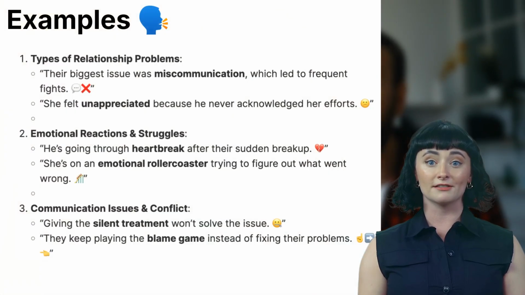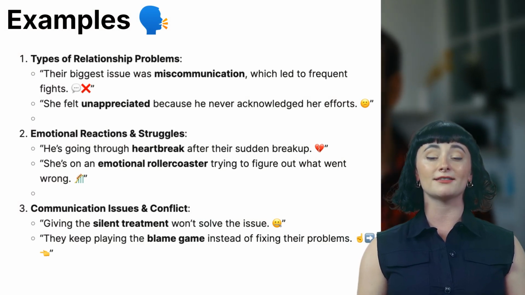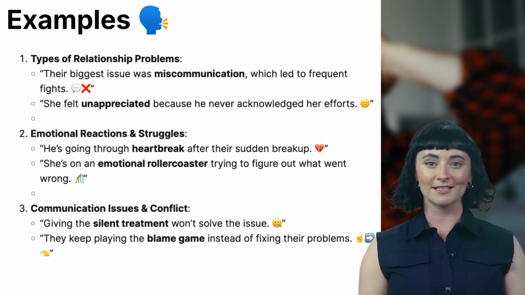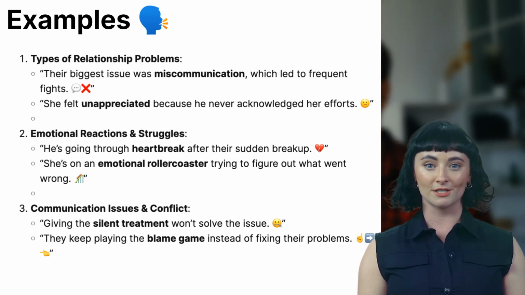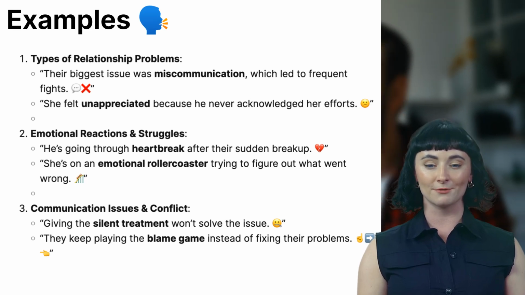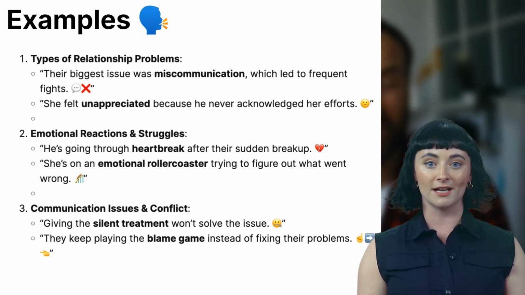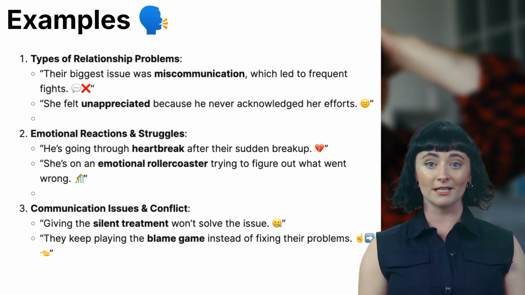Now that we've gone over essential vocabulary, let's see how these words are used in real-life sentences. These examples will help you understand how to use them naturally in conversation. 1. Types of relationship problems. Their biggest issue was miscommunication, which led to frequent fights. This sentence shows how unclear communication can cause conflict. Use miscommunication when something was misunderstood or poorly expressed.